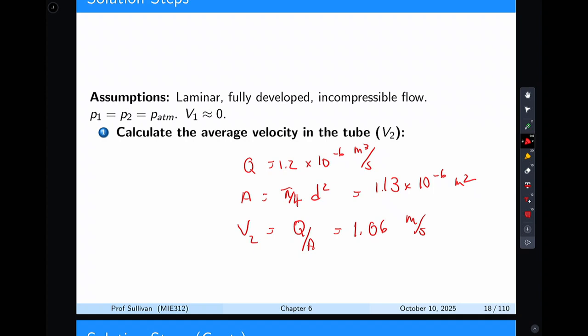And again, really important that as you solve these problems, and it's going to be true tomorrow, even though we're not covering any of this, write your units down. When you write your units down, you can see where your errors might be appearing. And things like this, where I have to convert Q from cubic centimeters per second to cubic meters per second, or area from the diameter in millimeters into meters squared. And finally, velocity at position 2, 1.06 meters per second.